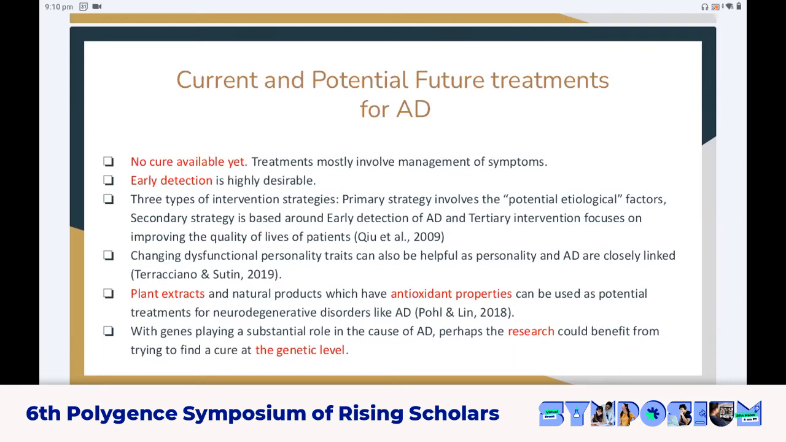A study in 2018 described that antioxidant properties from some plant extracts and natural products could also be used as an intervention in these disorders. And as genes are also an important factor in the cause of this disease, perhaps research could also be done in the fields of genetic engineering and all that.